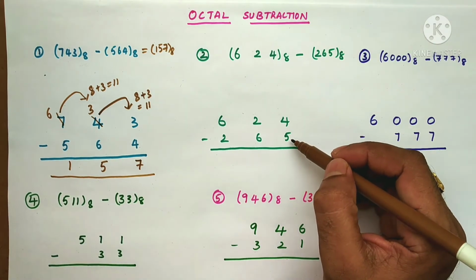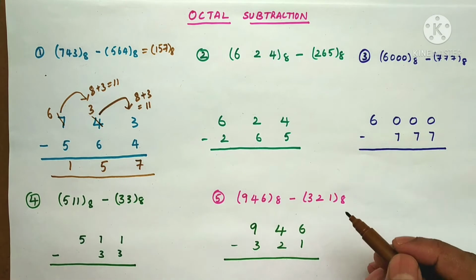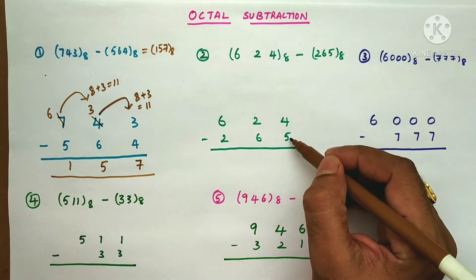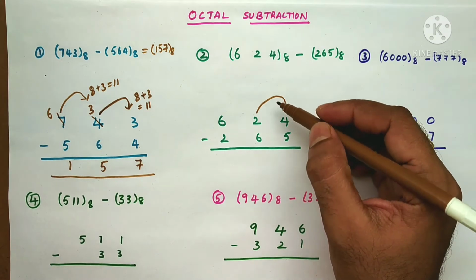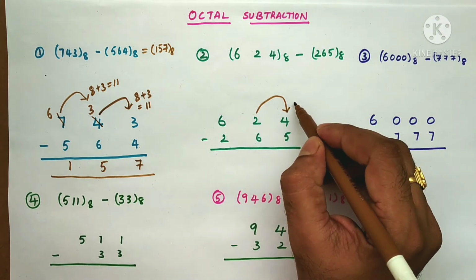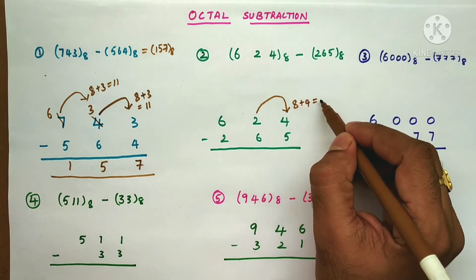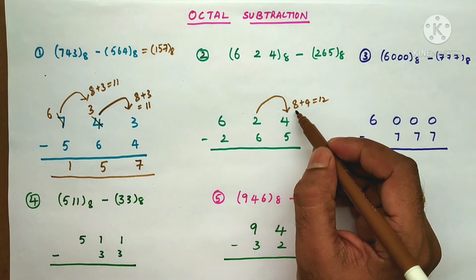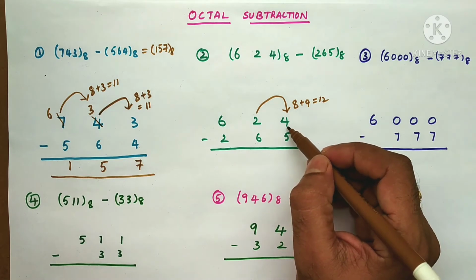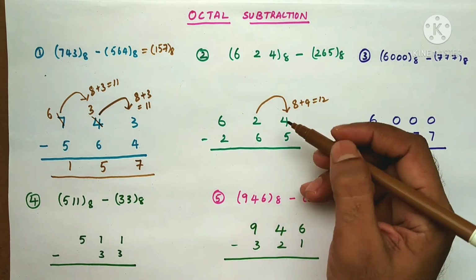4 minus 5. 624 minus 265. 4 minus 5. It's not possible. We have to get borrow from 2 here. So the value here will become 8 plus 4 equal to 12. Borrow means 8. Why? Because it is octal number system. Already here 4 is there. So 8 plus 4 is 12. 12 minus 5 is 7.